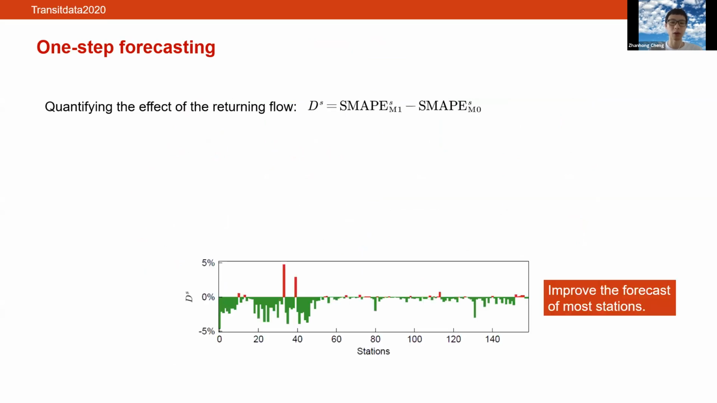And here's the result. We can find that for most of the stations, the difference is negative, which means the returning flow improved the forecast.